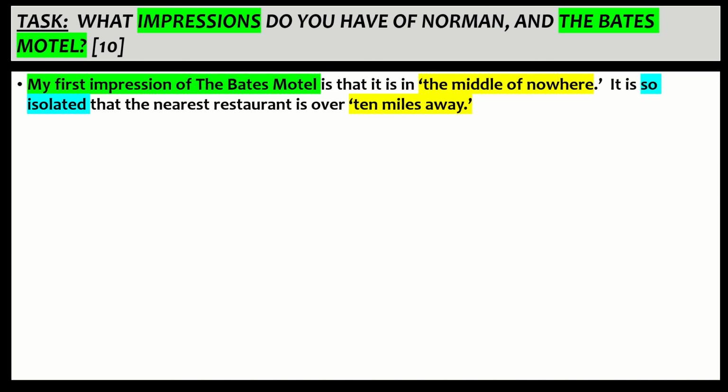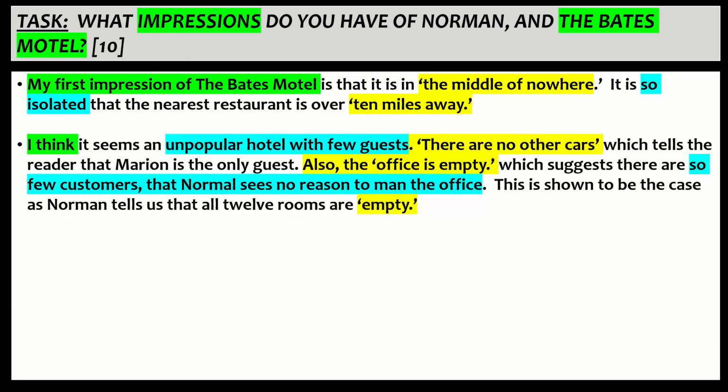If we look at the Bates Motel one now, my first impression of the Bates Motel is that it's in the middle of nowhere. It is so isolated that the nearest restaurant is over 10 miles away. I think it seems an unpopular hotel with few guests. There are no other cars, which tells the reader that Marion is the only guest. Also, the office is empty, which suggests there are so few customers that Norman sees no reason to man the office. This is shown to be the case as Norman tells us that all 12 rooms are empty.